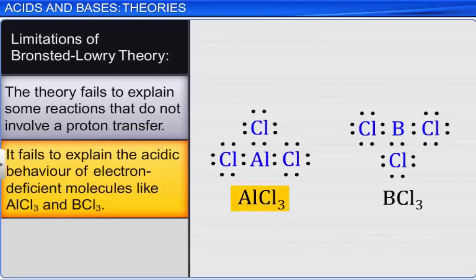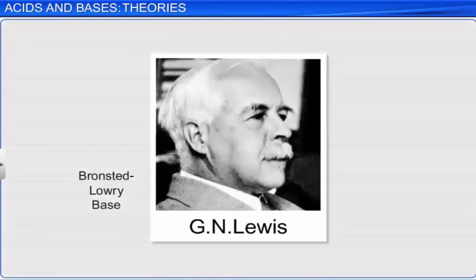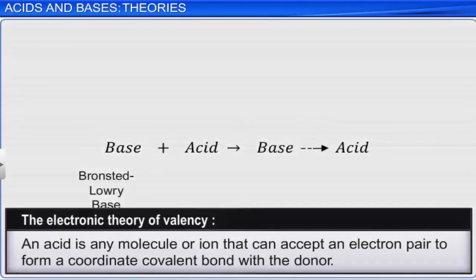In 1929, G.N. Lewis proposed a more general theory of acids and bases, which is founded upon the electronic theory of valency. According to this theory, an acid is any molecule or ion that can accept an electron pair to form a coordinate covalent bond with the donor.